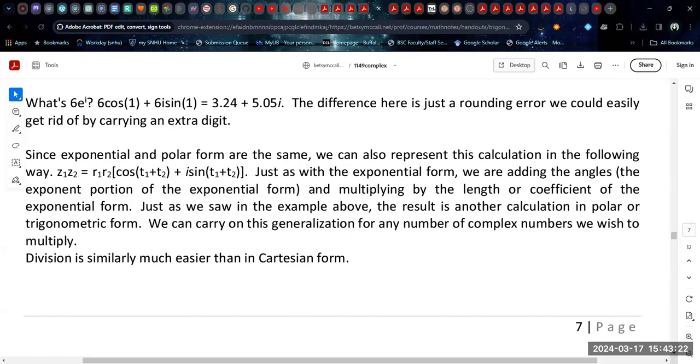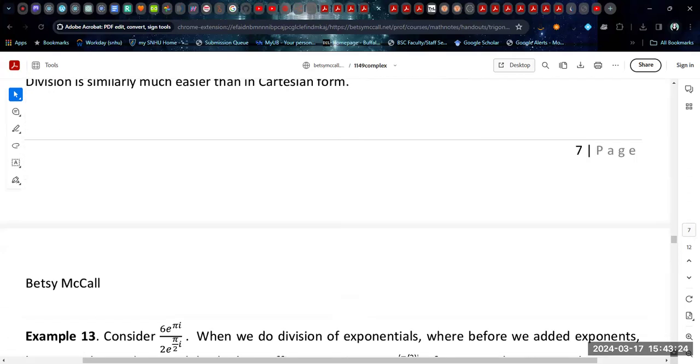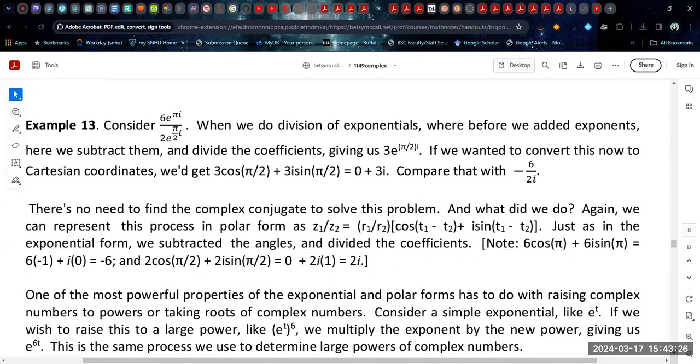We can likewise do division much more easily in polar form than we can in Cartesian coordinates. So if I'm dividing these, I just subtract the exponents of the exponential, and I divide the coefficients. So 6 divided by 2 is 3, and pi minus pi over 2 is pi over 2. And if I want to convert this now to Cartesian coordinates, then I would just get 3i.